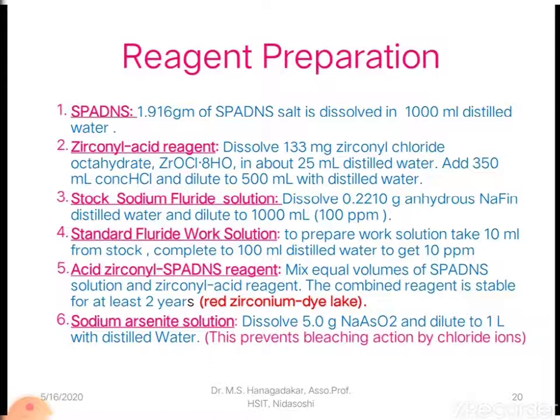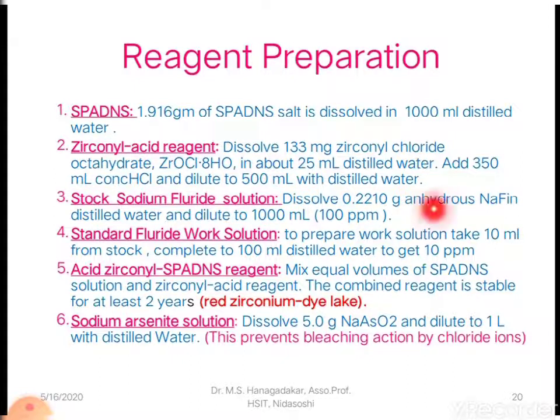is the zirconyl acid reagent. It is prepared by dissolving 133 mg of zirconyl chloride octahydrate in 25 ml of distilled water and adding 350 ml of concentrated hydrochloric acid, and diluting all together with distilled water to 500 ml in a volumetric flask. Then we need to prepare the standard sodium fluoride solution by taking 0.2210 gram of anhydrous sodium fluoride in distilled water in a 1000 ml volumetric flask. And its concentration is 100 ppm. This is named the stock sodium fluoride solution.